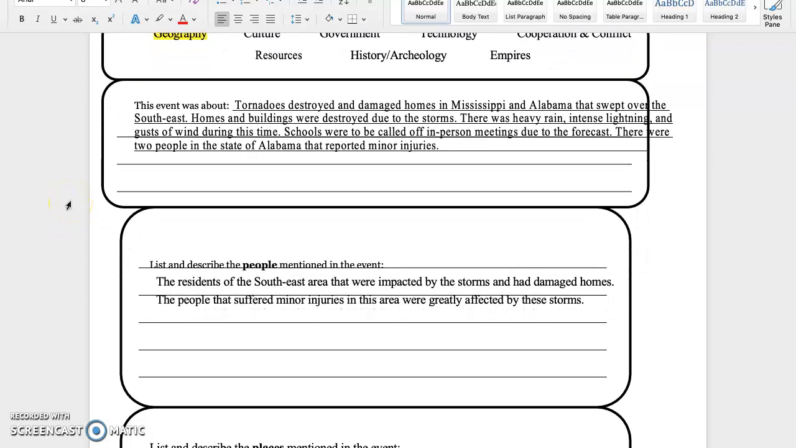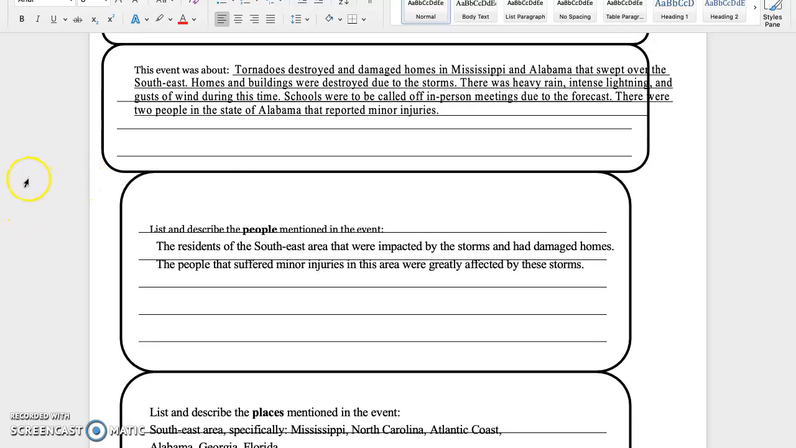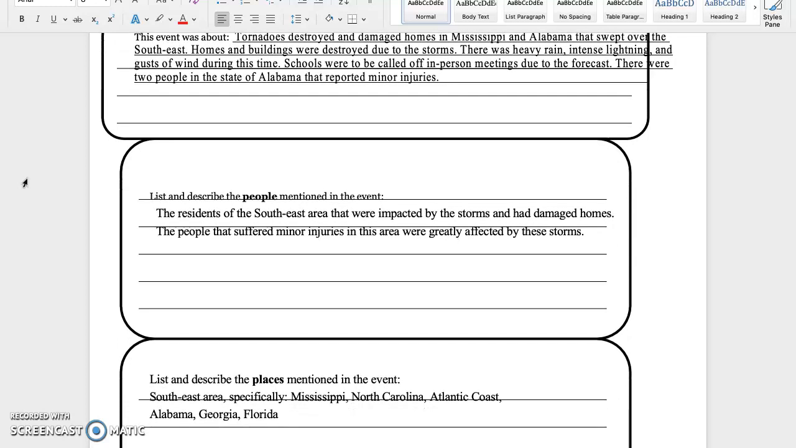My topic had to deal with how it destroyed and damaged homes in that area, and the heavy rain, lightning, and winds. Some schools are in person in that area, so they had to call those schools off, and a couple of people were injured, and a lot of homes were actually destroyed due to the storms.